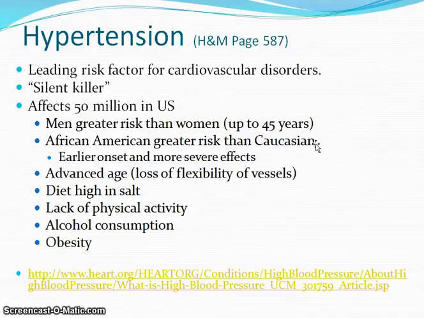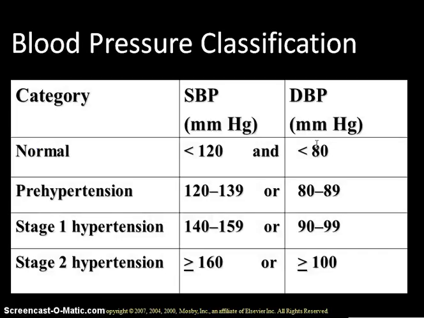African Americans are at greater risk than Caucasians. They tend to have an earlier onset and more severe effects from it. The older we get, the more risk we are. Also, people who have a high salt diet, lack physical activity, or consume too much alcohol and are obese are at risk. We classify high blood pressure based on this table.